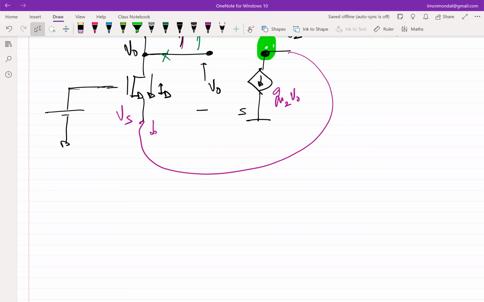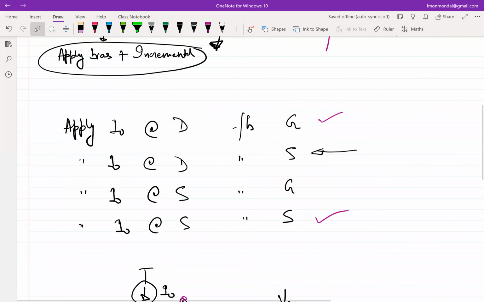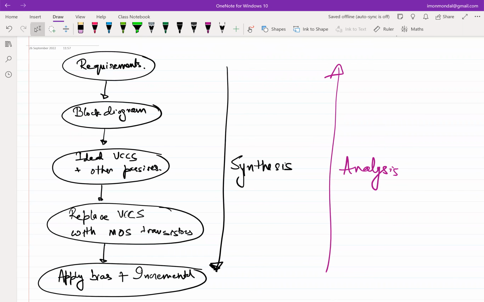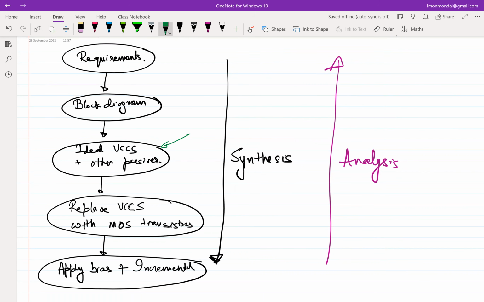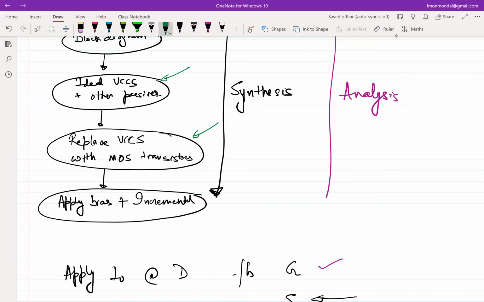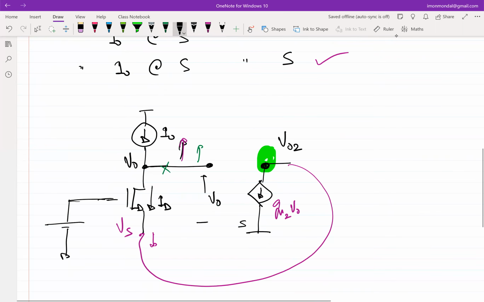So now, if I go back to this flow chart, where are we? We are essentially at this step. You have used ideal VCCS, and now we'll have to get into this step, sorry for the flip-flop, where we replace the VCCS with MOS transistors, right?